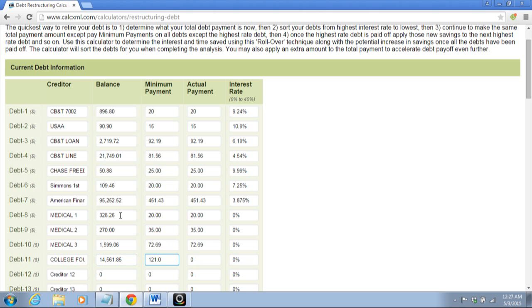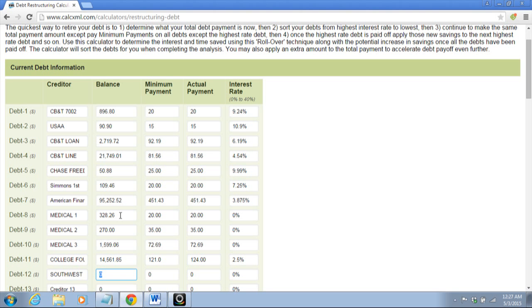$121 is the minimum payment. They actually make $124 on that. Okay, so they pay a little bit extra with a rate of 2.5%. Okay, and then we have Southwest, which is the airline, but it's a credit card.